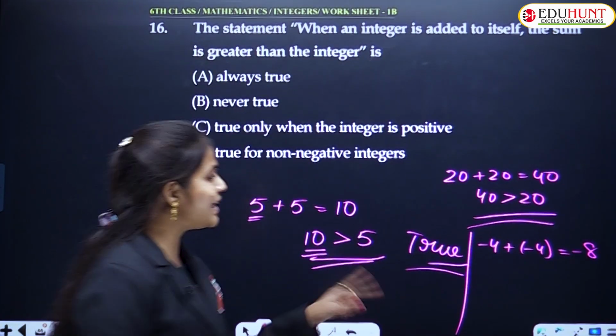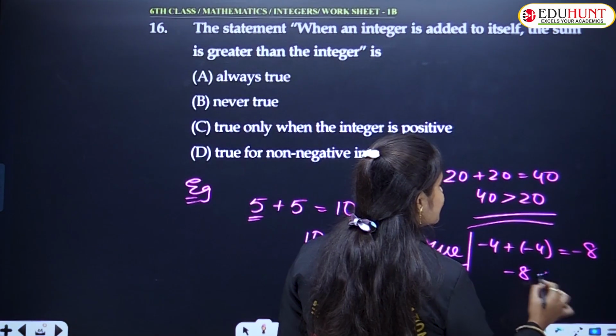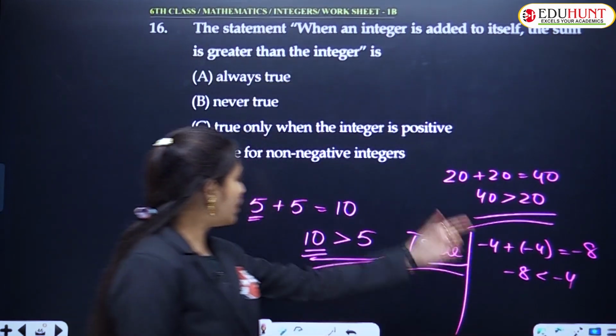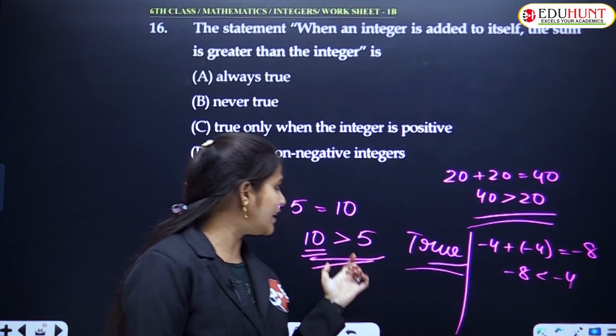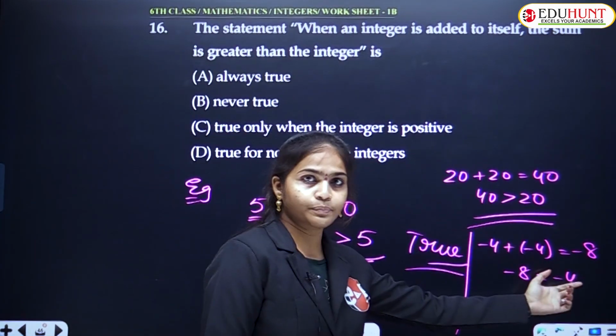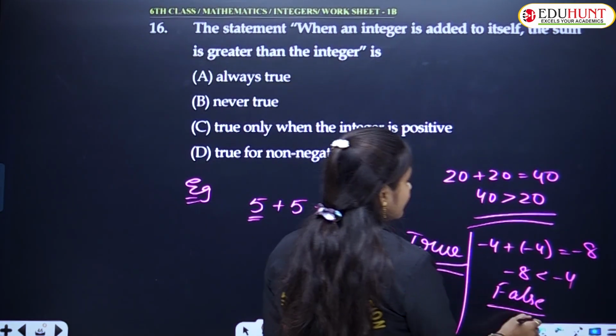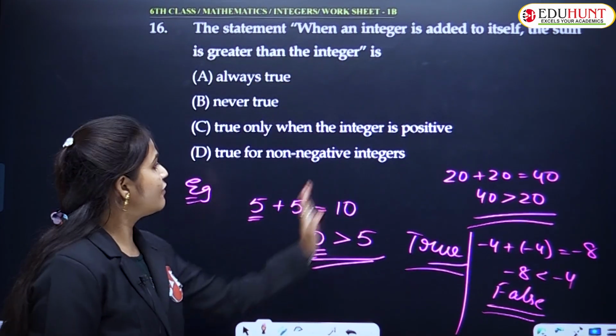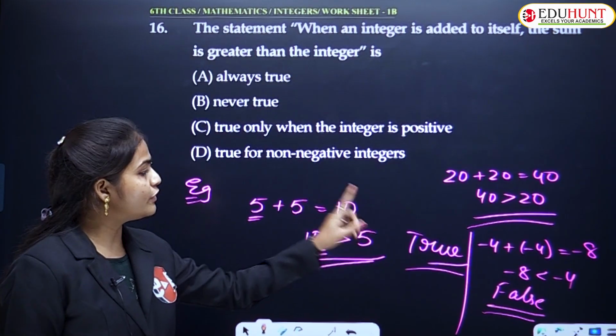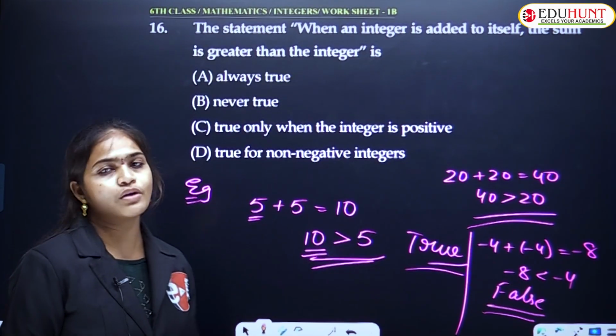What will you get here? Minus 8. So minus 8 is less than minus 4. When you are taking positive values, we are getting the true statement. When you are taking negative numbers, then you are getting a false statement. Understand? So this is possible for positive only. If you take a negative value, then that is wrong, no?